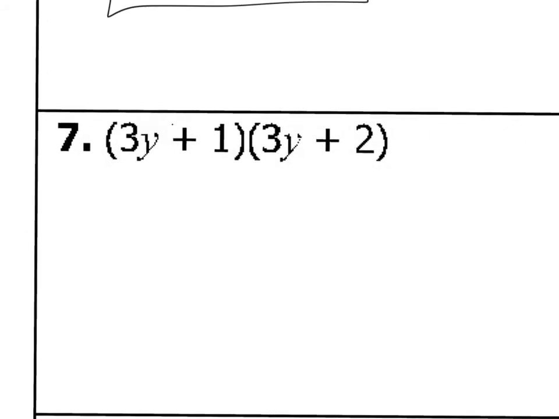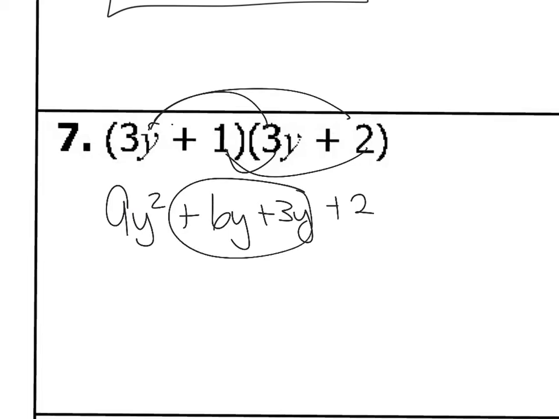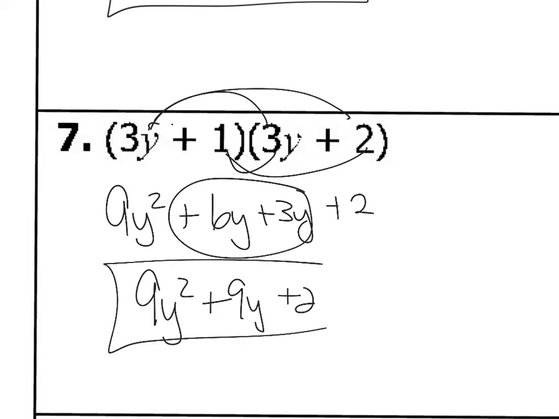All right. 3y times 3y would be 9y squared. 3y times 2 would be 6y. 1 times 3y would be 3y. 1 times 2 is 2. Combine your like terms. So 9y squared plus 9y plus 2 is your answer.